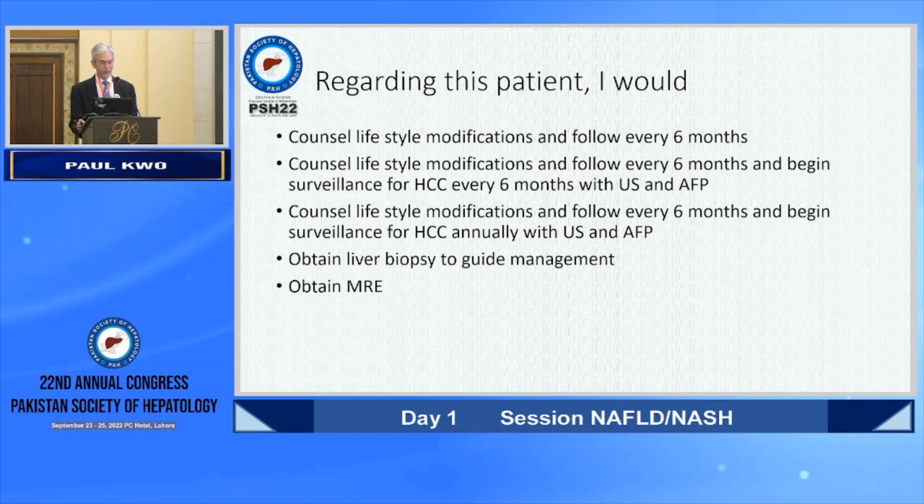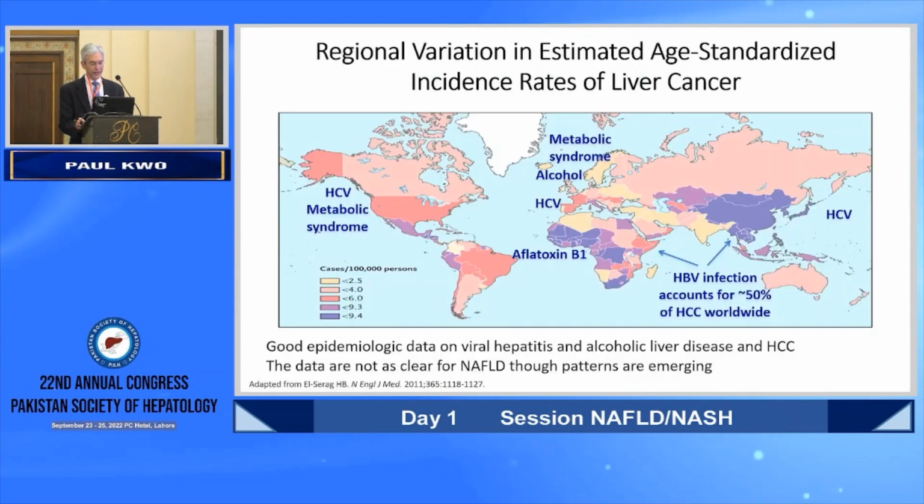And so, of course, the question would be, what would we do for this? Would we simply counsel lifestyle modifications and follow him? Would we do this and begin screening him for hepatocellular carcinoma? Will we counsel lifestyle modifications, follow up with him, and then begin surveillance? In this gentleman, if he doesn't improve, would you biopsy him? Or in the US, we use magnetic resonance imaging sometimes when we're not quite sure about the level of fibrosis. And this context is what we struggle with in our clinics each day.